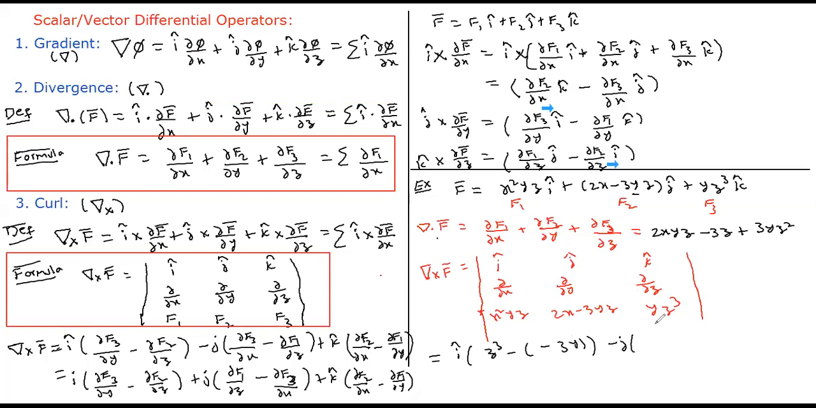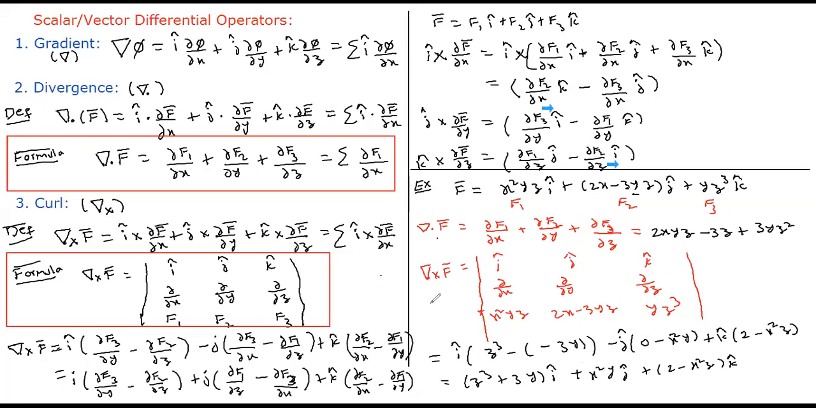Minus j into, what is dou by dou x of yz cube? 0, minus dou by dou z of x square yz, which is x square y. Plus k bar into, what is dou by dou x of the second term? 2, minus dou by dou y of the first term, which is x square z. So what is the simplification finally? z cube plus 3y into i bar, plus x square y j bar, plus 2 minus x square z into k bar.